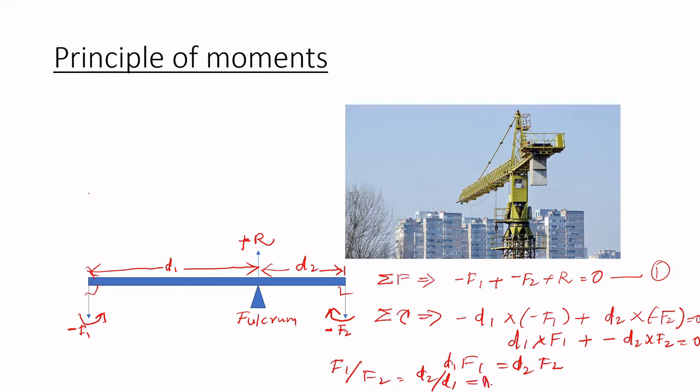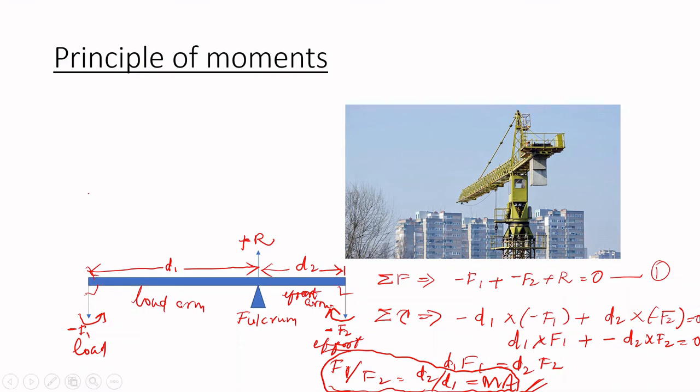This is known as the mechanical advantage of the lever. So what are F1 and F2? I told you F1 is the load if you are taking it so, and F2 should be taken as the effort. So D1 will be the load arm of the lever and D2 will be the effort arm of the lever. This formula, that is F1 by F2 is equal to D2 by D1, is very important in levers. It decides how much mechanical advantage we get when we use a lever for lifting objects.